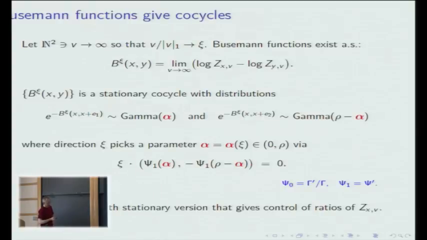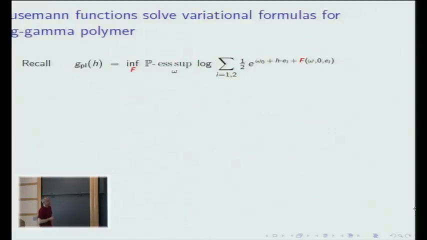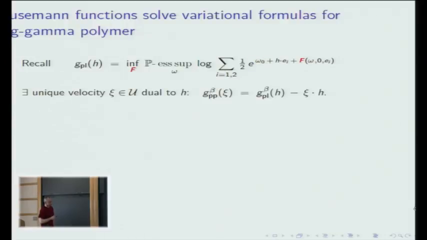So we get cocycles out of these Busemann functions, and the cocycles we get are the ones that minimize those variational formulas that I showed before. So here's again the point-to-line variational formula, same one as before. So here h is given, right? We pick a value of this external field parameter. So to pick the right Busemann function, I have to pick the right direction to go into. So this is where the duality comes in that appeared in the early part of the talk. So given the h, pick the xi so that the duality is satisfied.